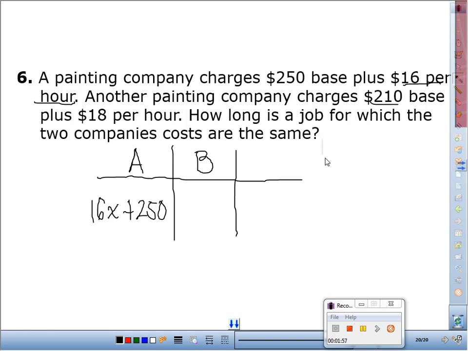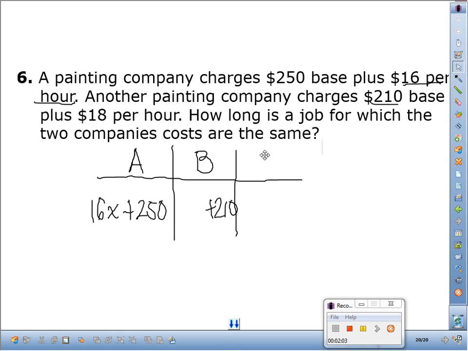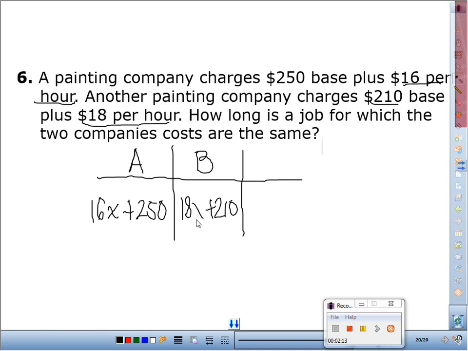Company B, they charge how much? 210, so that's plus 210. And how much do they charge per hour? 18 per hour, and since we don't know how many hours, we write 18x. But the question says, how long is the job? We don't know how long. If the costs are the same, keyword here is the same. What symbol can we use for the same? Equal. So when both companies charge the same, that means they are equal to one another.